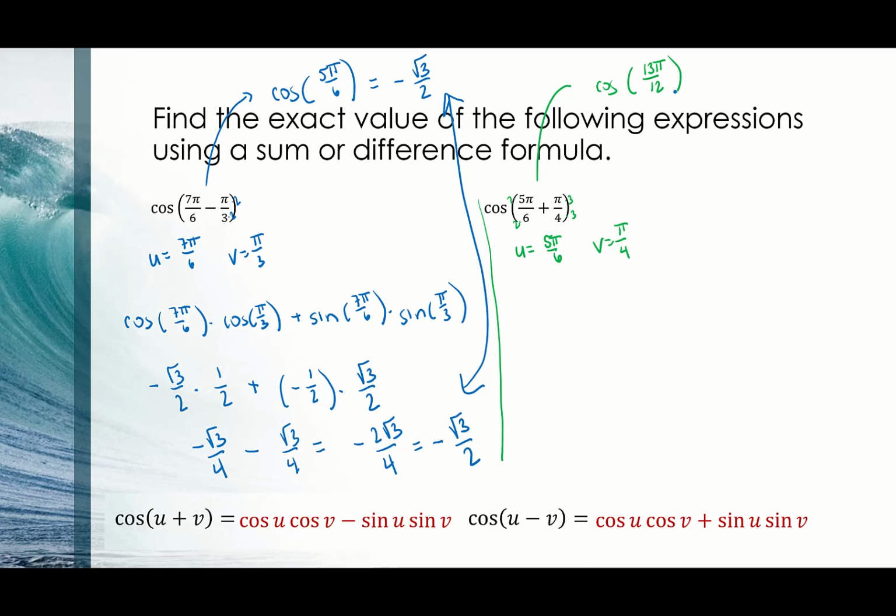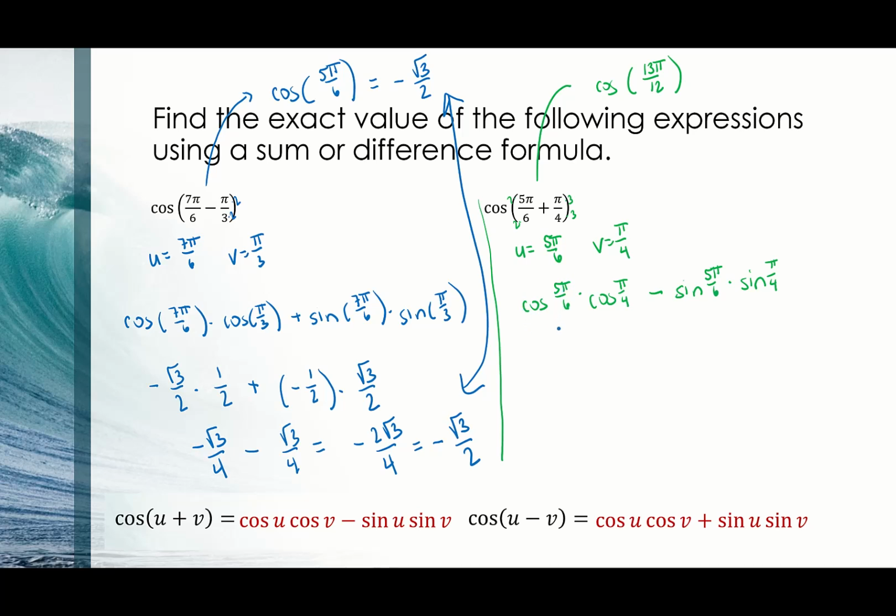So we actually need the formula, because I can't do this using the unit circle, since we don't have denominators of 12 on the unit circle. So let's take a peek. We're going to use the sum formula. We're going to say cosine of 5 pi over 6 times cosine of pi over 4 minus sine of 5 pi over 6 times sine of pi over 4. And we're going to evaluate each one separately.